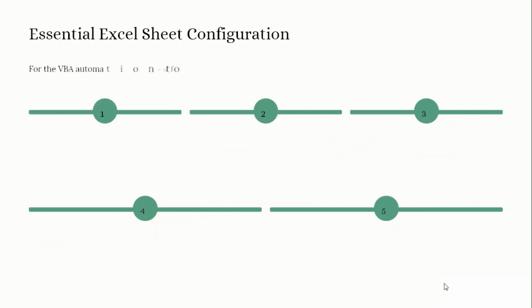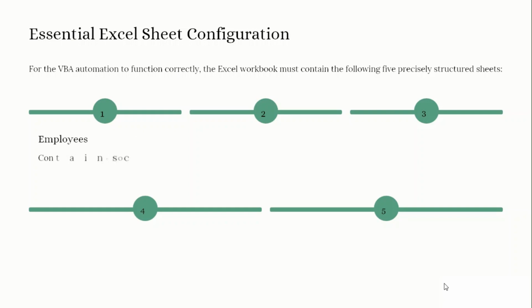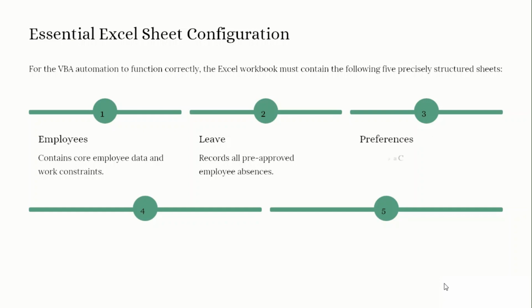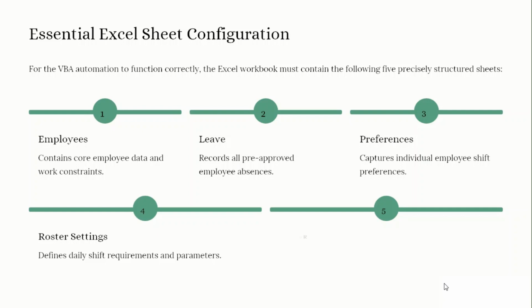Essential Excel sheet configuration. For the VBA automation to function correctly, the Excel workbook must contain the following 5 precisely structured sheets. Employees: contains core employee data and work constraints. Leave: records all pre-approved employee absences. Preferences: captures individual employee shift preferences. Roster settings: defines daily shift requirements and parameters. Roster: the destination for the automated shift schedule output.